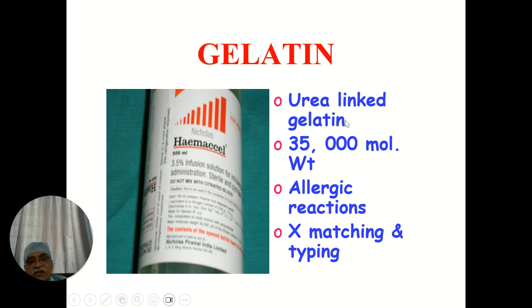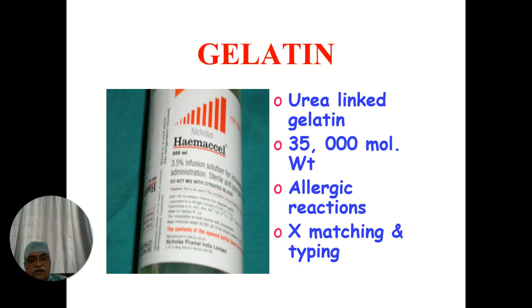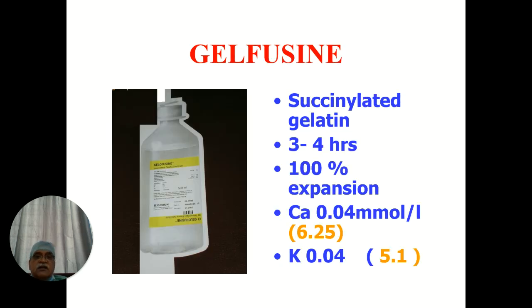Haemaccel is urea-linked gelatin. Its molecular weight is 35,000, so it can be filtered by the kidney. The kidney can filter up to 69,000 molecular weight. It is made from animal protein, so allergic reactions are common. Cross-matching and typing should be done before giving the gelatin preparation. It persists in the body for 4 to 6 hours and raises the intravascular volume by 100%.